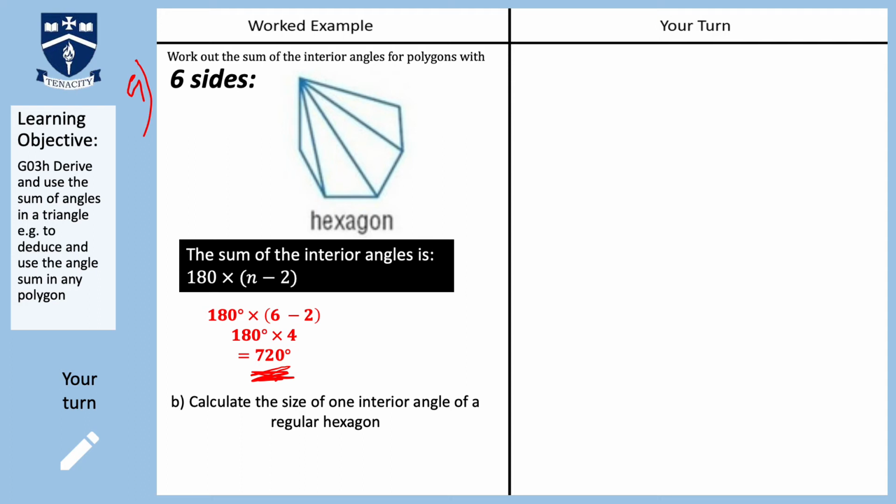Part B, calculate the size of one interior angle in a regular hexagon. You know that in a regular hexagon, if we draw an example on the side here, all angles are equal. If all sides are equal, all angles are equal. So, if there are 6 angles in a regular hexagon, which there should be, you would just do 720 divided by 6, and it would give you one angle equals 120 degrees. Remember, you can only divide by 6 to work out one angle if it's a regular hexagon, as you know all the angles are the same.